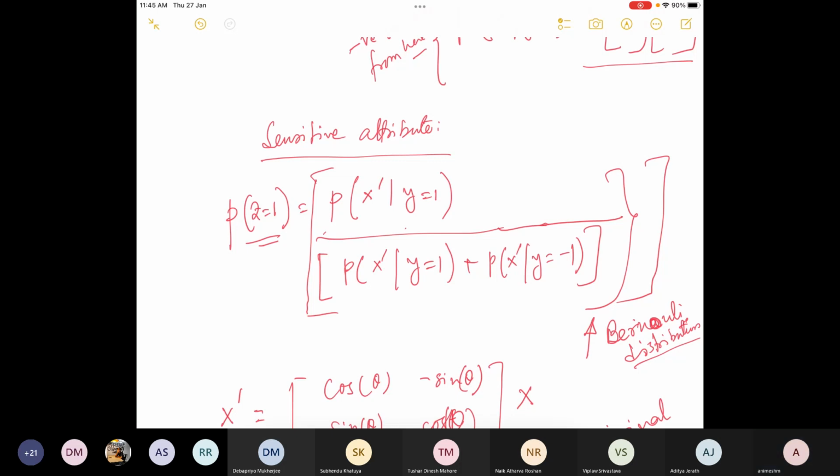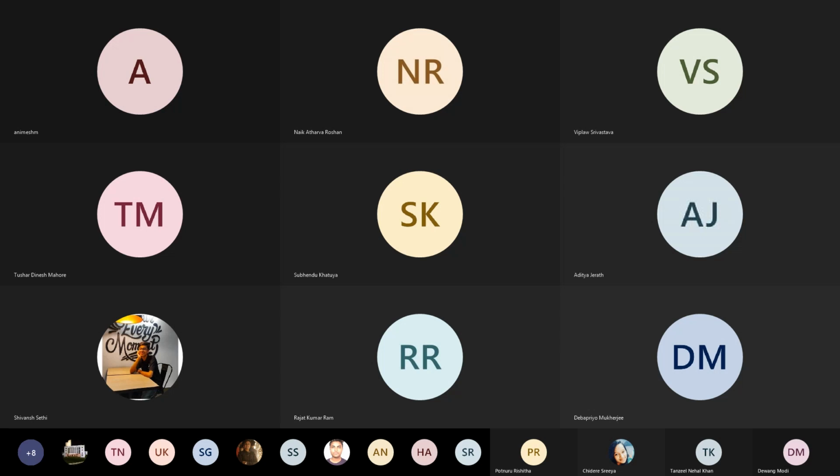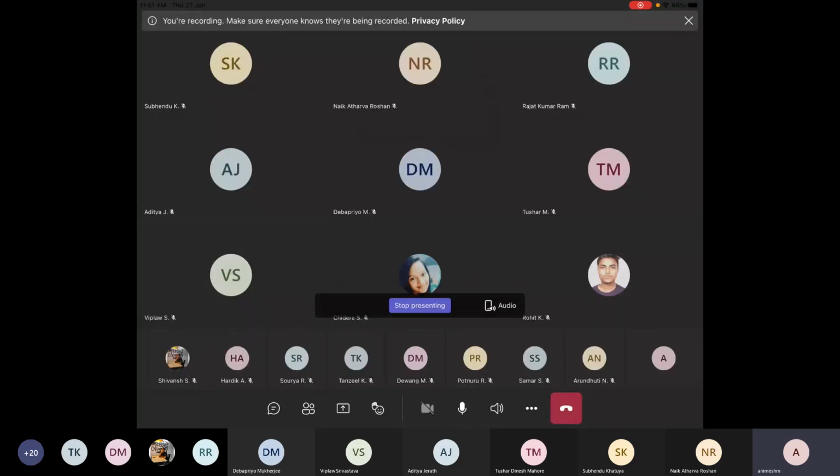So now this bold line that you see here, are you seeing any result or figure? I'm not able to see that. Nobody is able to see it. No, sir, it's not visible. Oh, somehow the screen sharing has stopped. I don't know why. But you are able to see my notes, right? Yes, sir. It's stuck on the Px dash y equal to 1 equation, the sensitive attribute equation. Okay, let me stop presenting and present again. Now you're able to see the screen, hopefully.